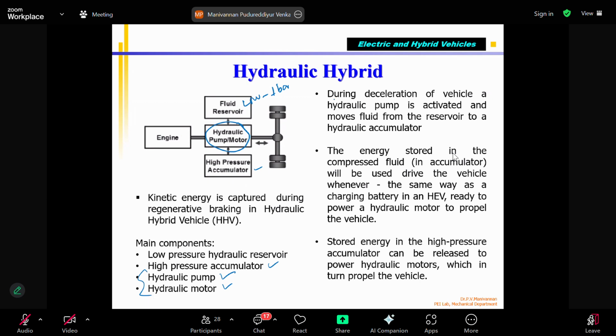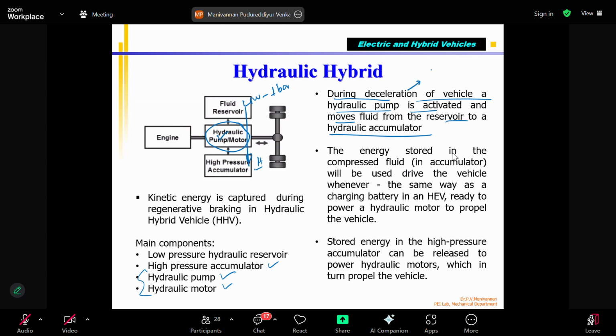Then during the deceleration of the vehicle, the hydraulic pump is actuated. It works as a pump and moves the fluid from the reservoir, from low pressure to high pressure, into the hydraulic accumulator, stored at higher than 1 bar. It will definitely be 50 bar, 100 bar.